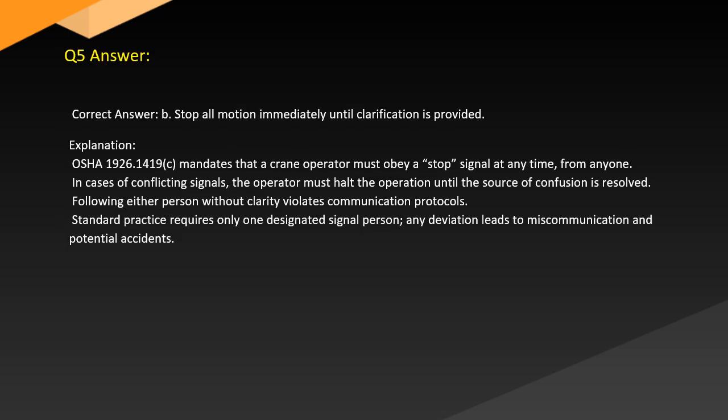Answer. Correct answer. B. Stop all motion immediately until clarification is provided. Explanation. OSHA 1926.1419(c) mandates that a crane operator must obey a stop signal at any time from anyone. In cases of conflicting signals, the operator must halt the operation until the source of confusion is resolved.